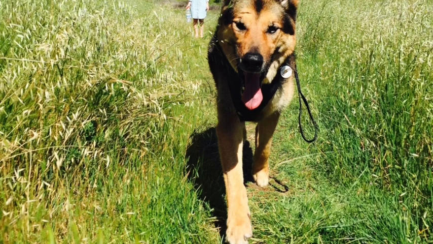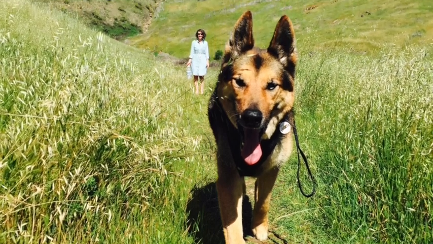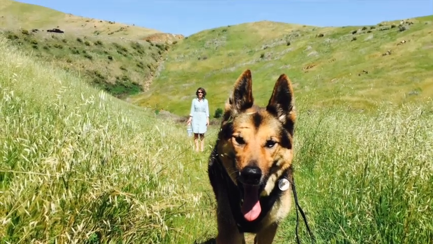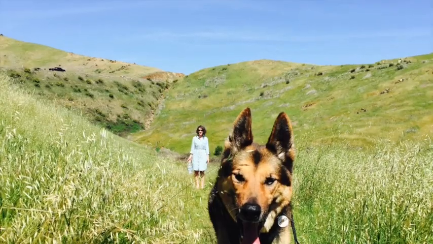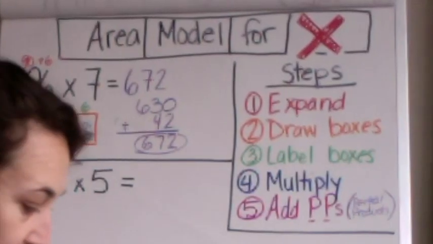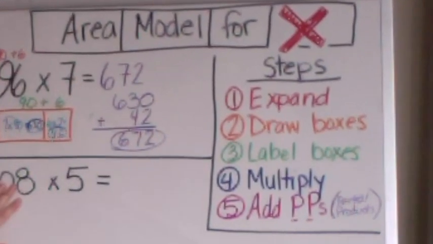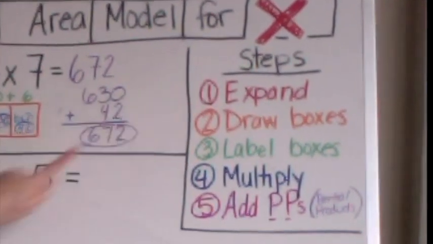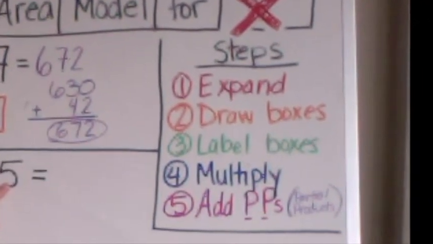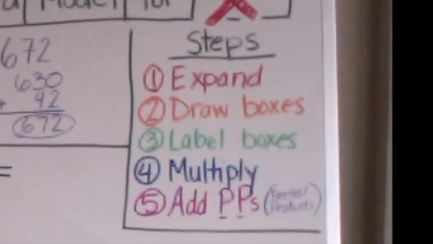Thanks for coming back. We're going to continue doing our multiplication learning with me and Jake. Let's start off by reminding ourselves the steps to the area model. Step number 1, expand. Step 2, draw the boxes. Step 3 is label. Step 4, multiply. And step 5, add partial products.